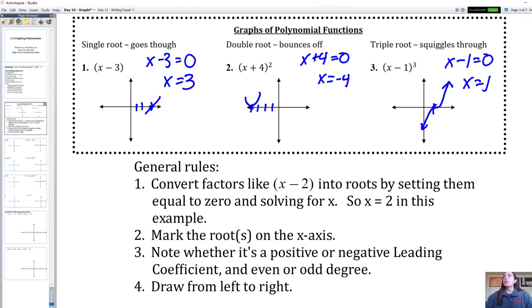Now, things that might help you to recognize what type of root you have. If it's just a single root, we're going to keep that dot there for where we're crossing the x-axis. If it's a double root, I suggest that you circle that root. So I know that means I'm going to bounce off of it. And if it's a triple root, we're going to put a triangle around it. So I know I need to get close to it and then keep going. Let's look at more examples.